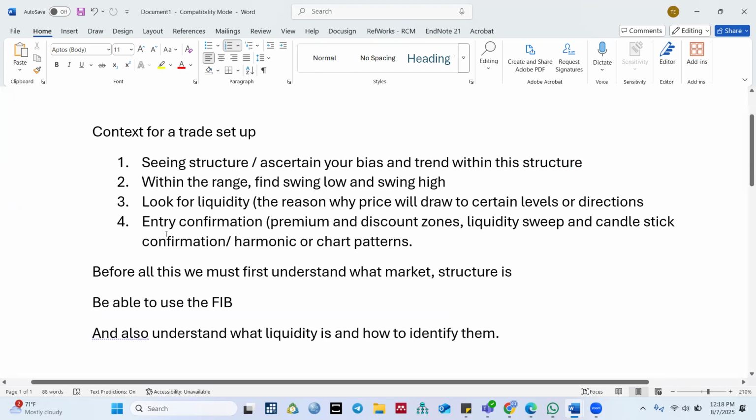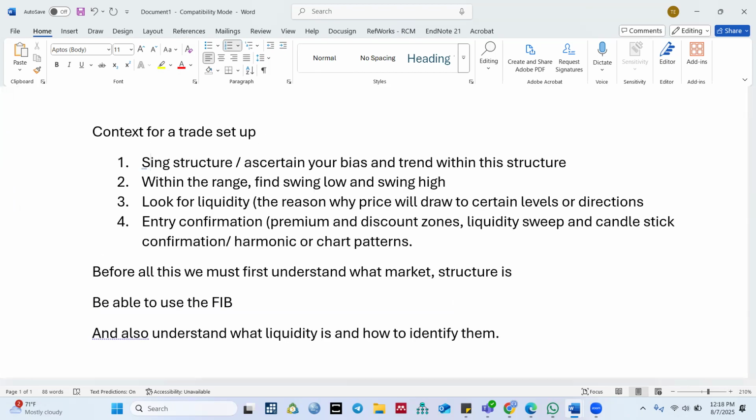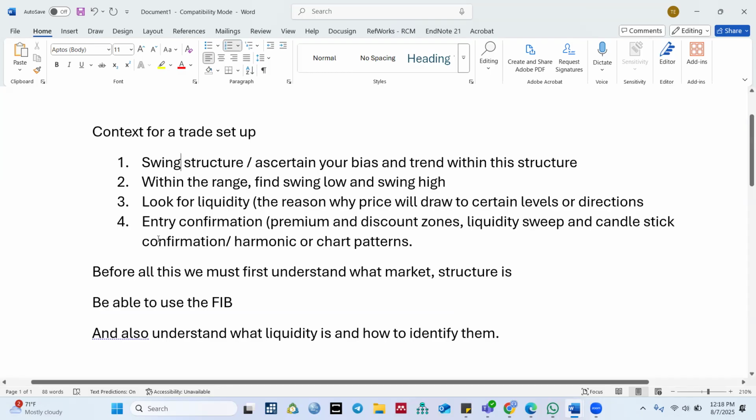When I say structure, what I want to say is swing. Swing structure. So one is to find a swing structure. Swing structure is from one point of the chart of price action to the other point of price action. As we know, market moves up and down, up and down. Then number two, and I will show this on the chart.